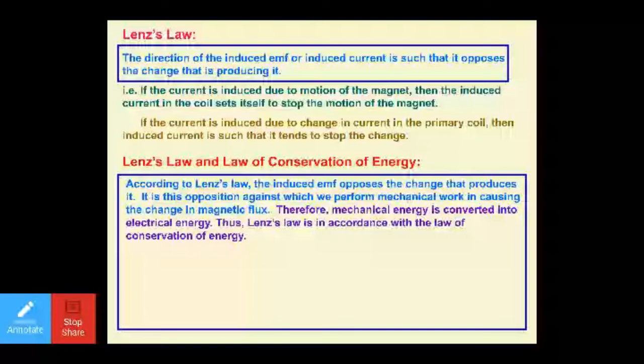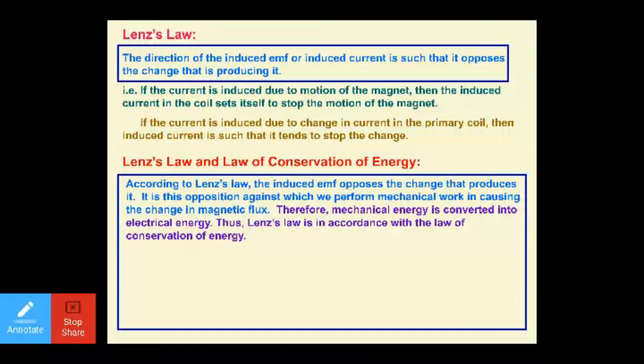So what is happening over here? The mechanical energy is converted into electrical energy. Thus, Lenz's law is in accordance with the law of conservation of energy. We need to remember one thing: Lenz's law always obeys the law of conservation of energy. What does Lenz's law say? Lenz's law simply says that induced EMF always opposes the cause of its production. This is the statement of Lenz's law.